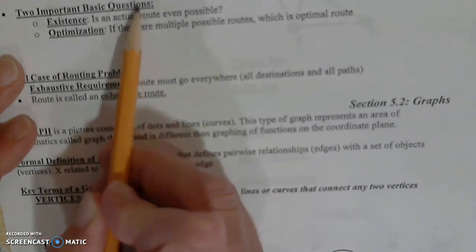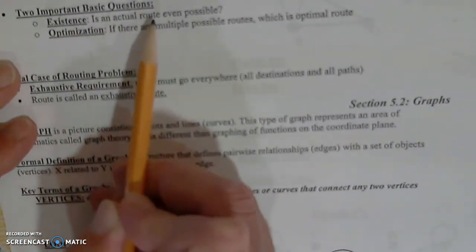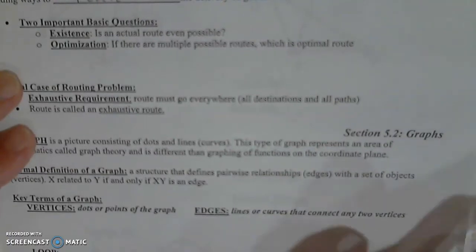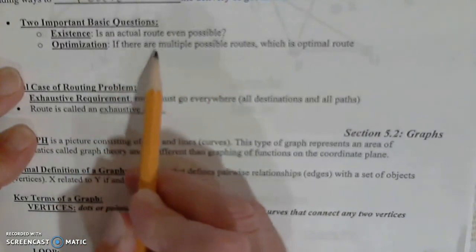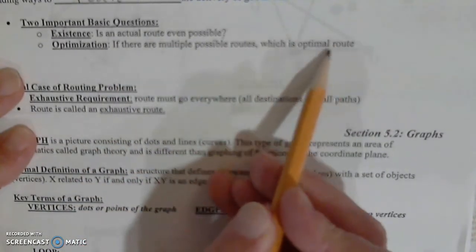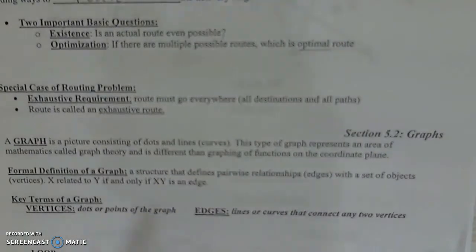All right. And so there's two important basic questions that we have. The existence: is an actual route even possible? Is there a possible route? And if so, if there are multiple possible routes, which is the most optimal route? The best, the fastest, the cheapest. You've got to think, if we're delivering goods and services, like, let's say a tractor trailer, then that costs gas. So we're probably going to want to find the route that's the shortest, because the shorter you drive, the less gas you're going to use, which means it's going to be cheaper.